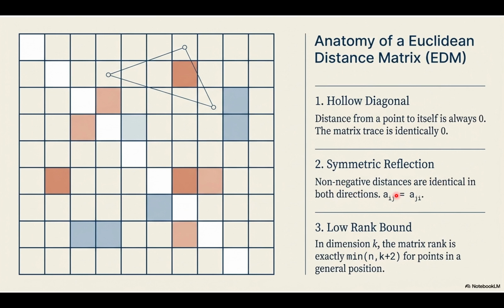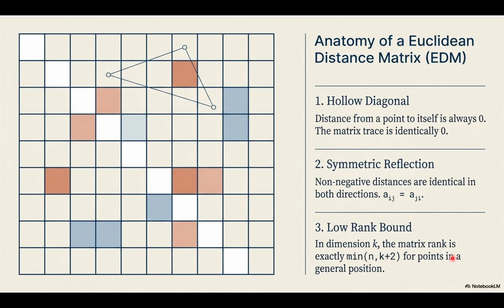That's basic table stakes. But the sources point out a third rule, the low rank bound, and that seems to be the actual heavy lifter here. Absolutely. The low rank bound is the absolute constraint of this entire geometry. In a given dimension, let's call it K, the matrix rank is exactly the minimum of either the number of points, n, or K plus 2. Wait, okay. What does rank actually mean in this context?